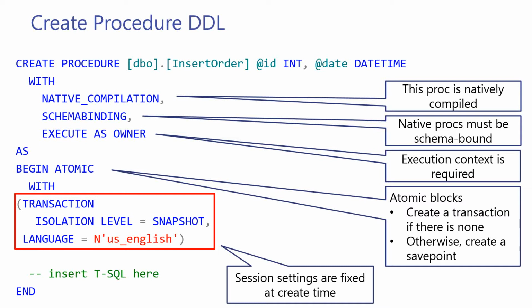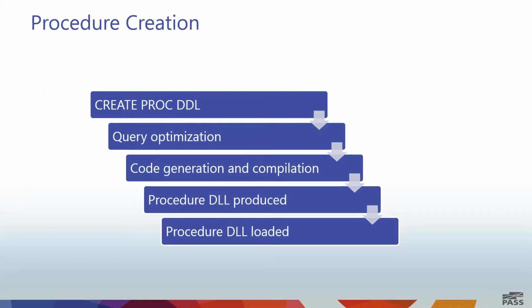Now, if we look at what happens under the hood when you create a stored procedure, it looks very similar to creating a table. Also, we do some code generation. We create a DLL, which we then load. The one important thing here to keep in mind is that we actually do the query optimization at compile time. So we create the query plan when the procedure is created, and the query plan is then baked into the DLL. And this is in contrast to traditional stored procedures where the query plan is created on first execution of the procedure.